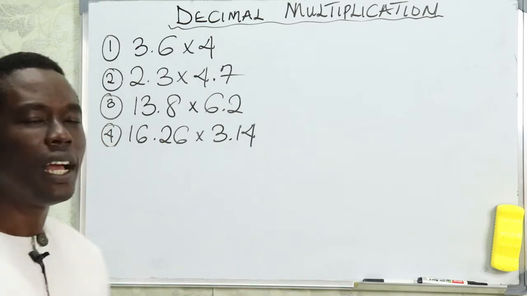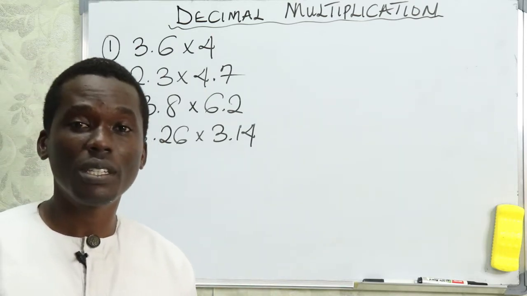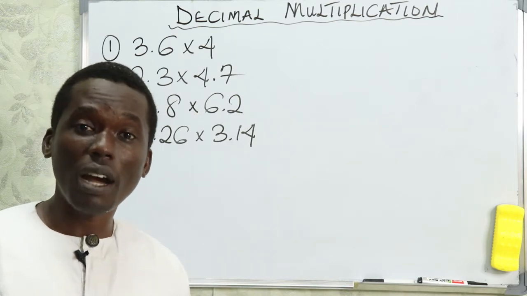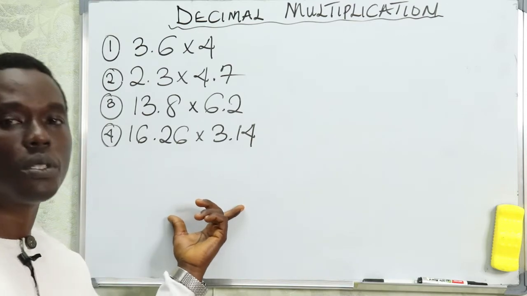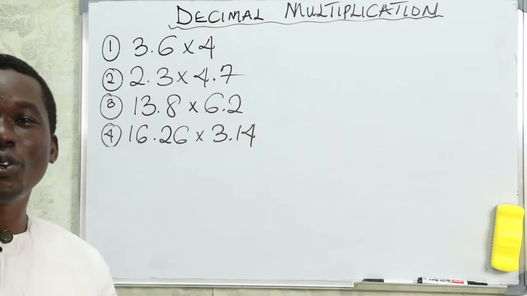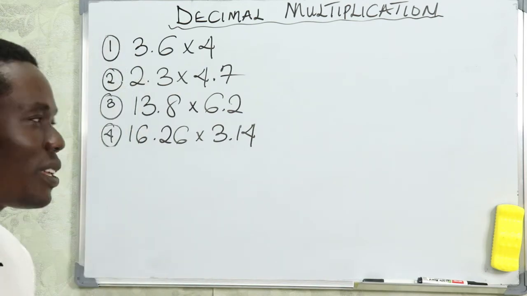Today we'll be looking at multiplying decimal numbers. Many of you dread decimal numbers so much, but after this video I'm going to show you, you're going to get a mastery over it. In this video I'm taking you through 4 examples so that you can do this perfectly by the end of this video.